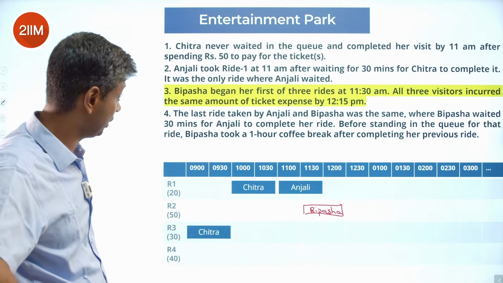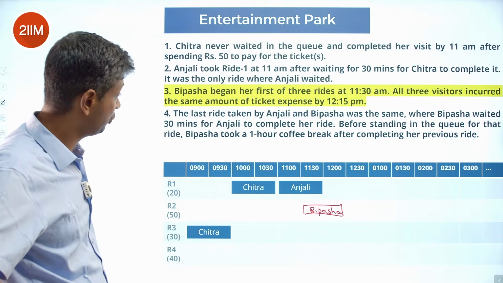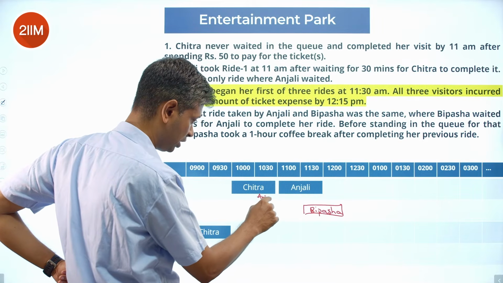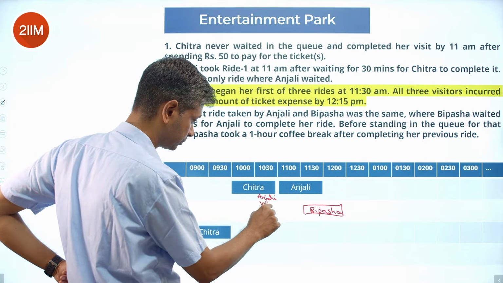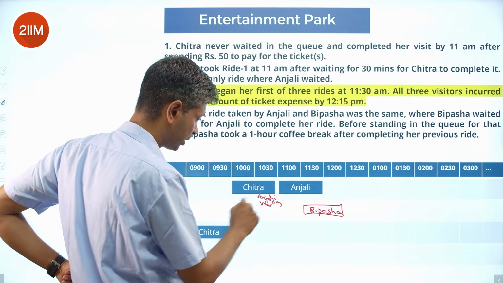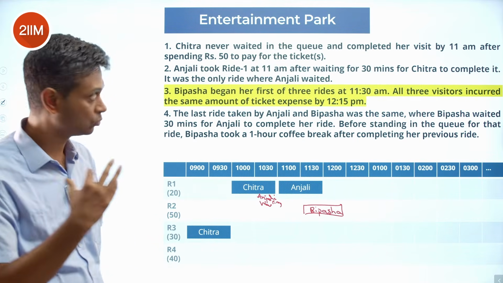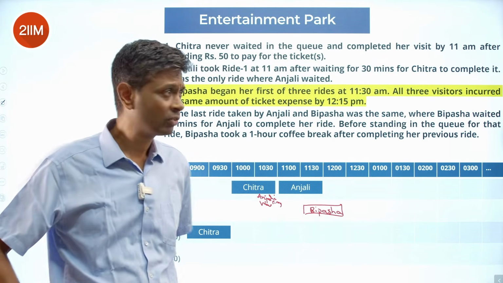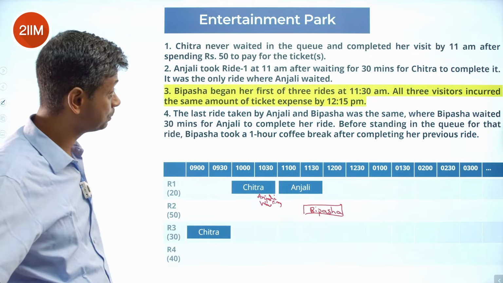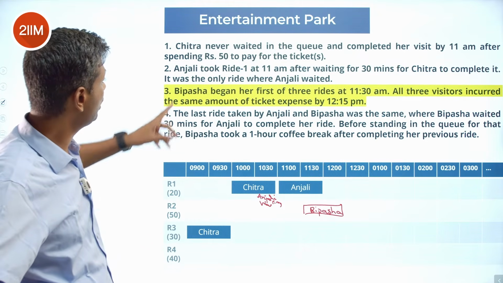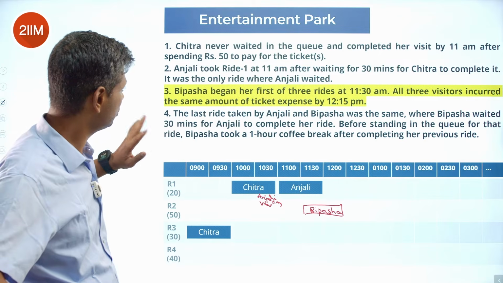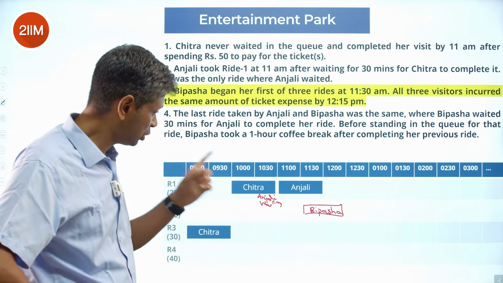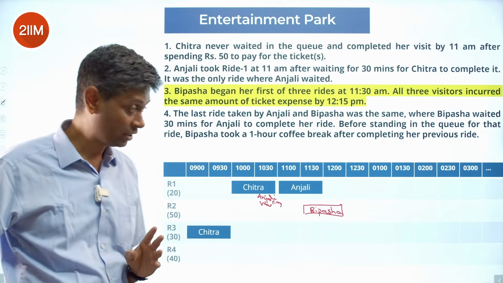Anjali waited for half an hour before taking the ride. So this part here is Anjali waiting. So her previous ride should have gotten completed by 10:30. Now we know Anjali also at 12:15 has spent exactly 50 rupees. Anjali took ride 1 at 11 a.m. It was the only ride where Anjali waited. So she doesn't wait after this. So she was waiting here for half an hour and then she doesn't wait after that.